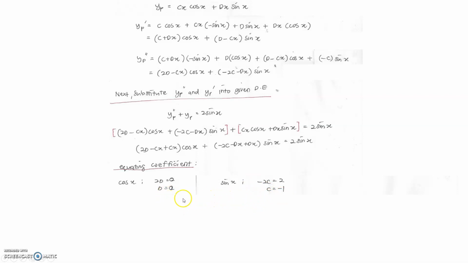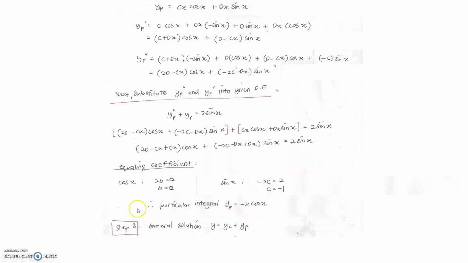Then we substitute c and d back into yp. So your particular integral yp is equal to, here, yp is cx cos x plus dx sin x. So my c is negative 1, and d is 0. So I get negative x cos x.